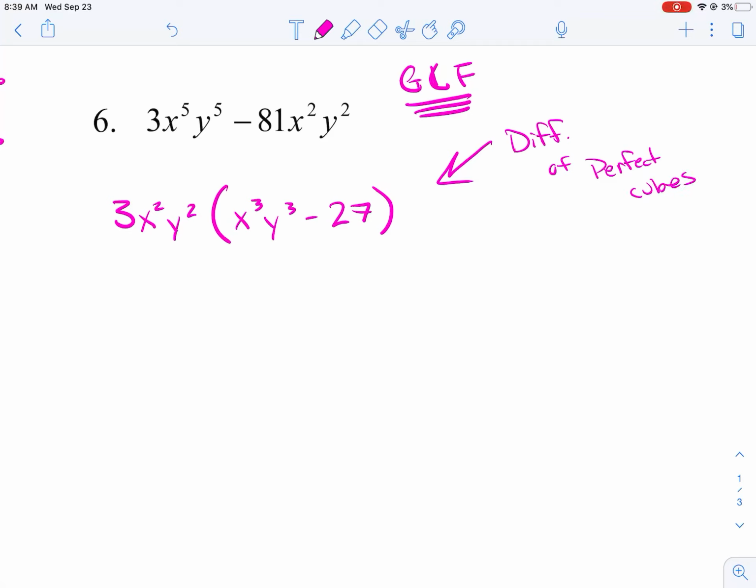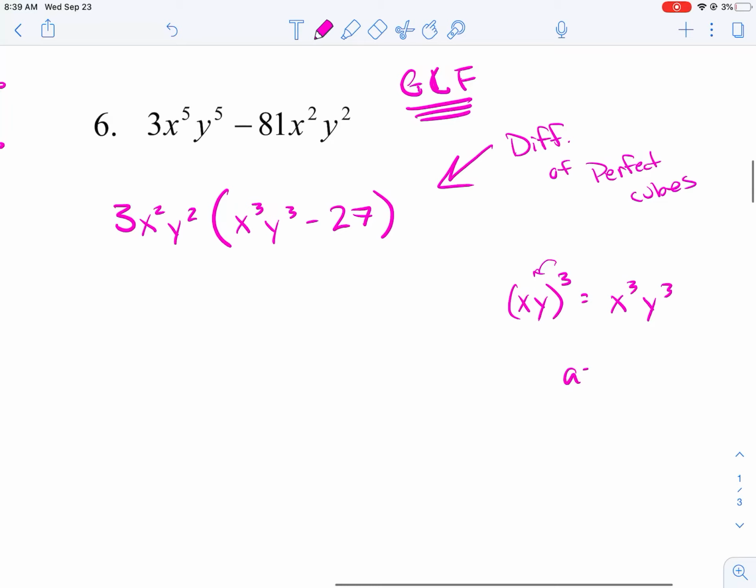Okay, we already know 27 is a perfect cube, and as we can see, x cubed and y cubed are just some numbers cubed, right? So if you remember your rules of exponents, (xy) cubed distributes to both variables. So our a value is xy, and our b value is 3.